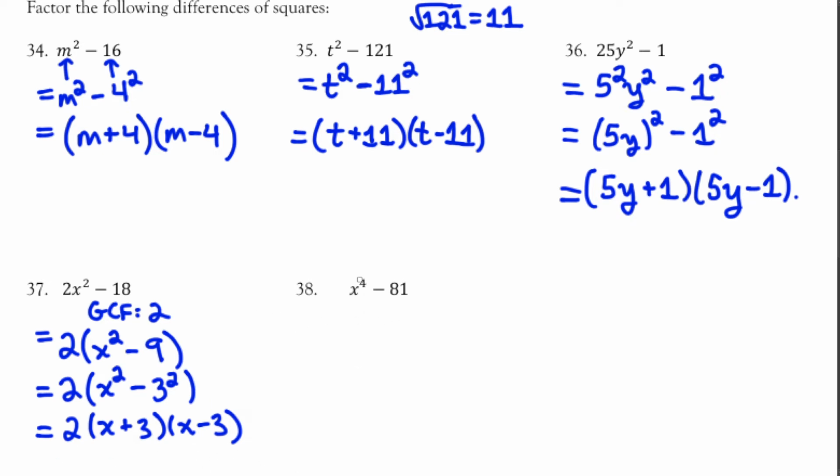Let's look at 38. Well, 81 I recognize. 81 is 9 squared. Well, is x to the 4th a perfect square? Yes, it is. There is something you could multiply by itself to get x to the 4th. That's x squared.